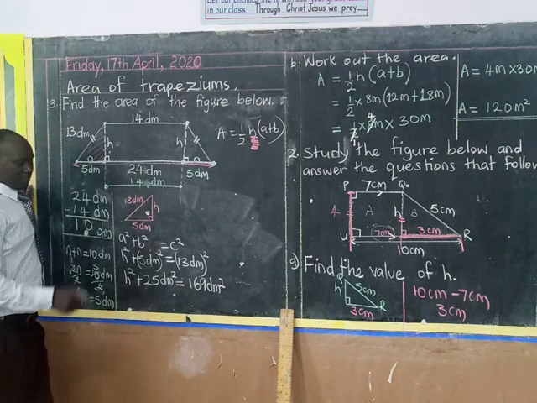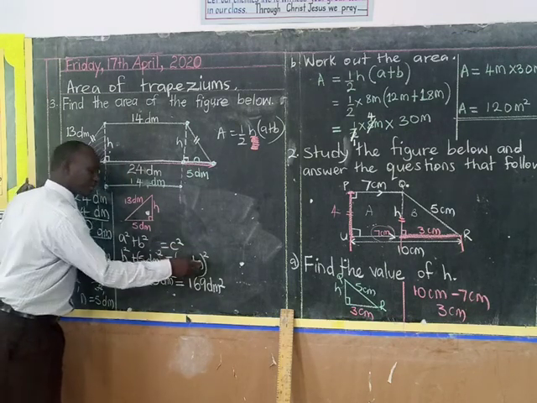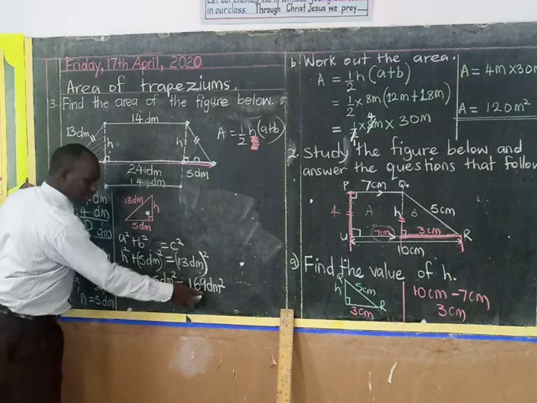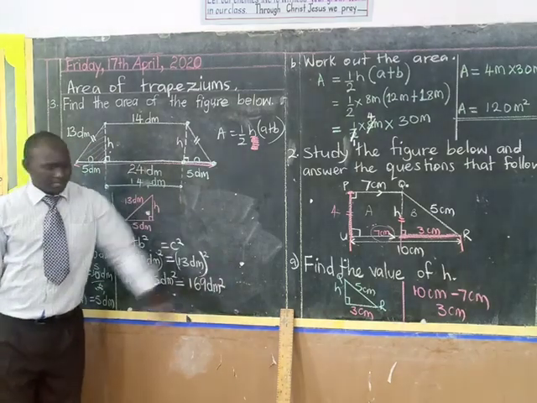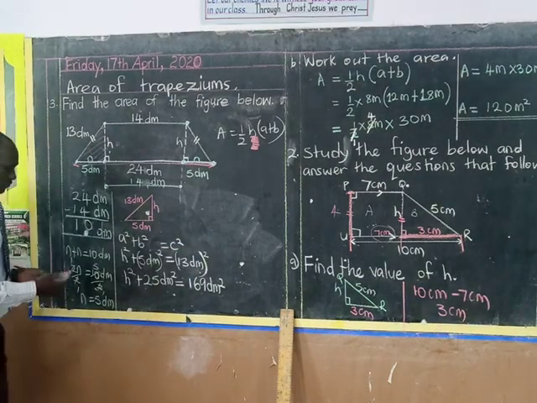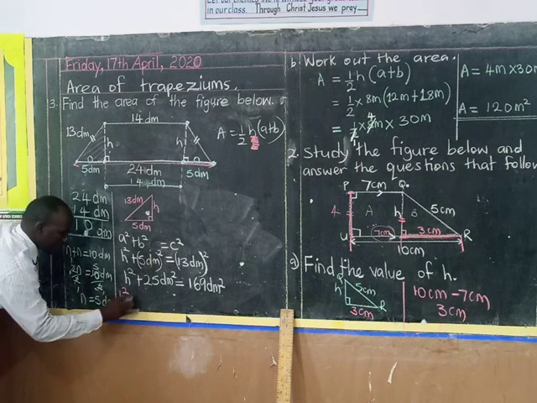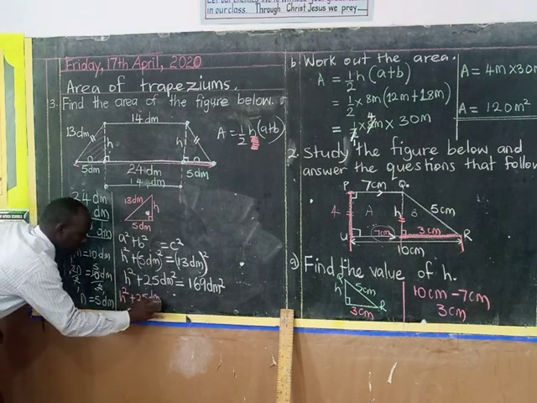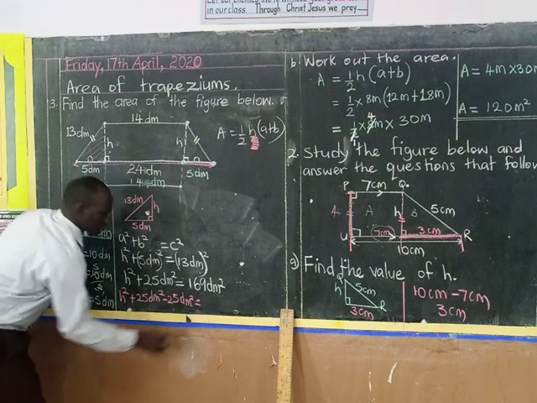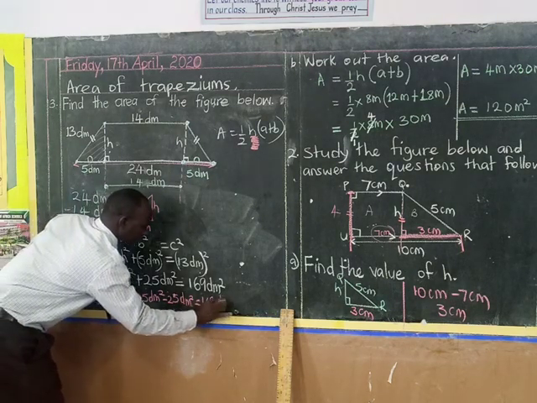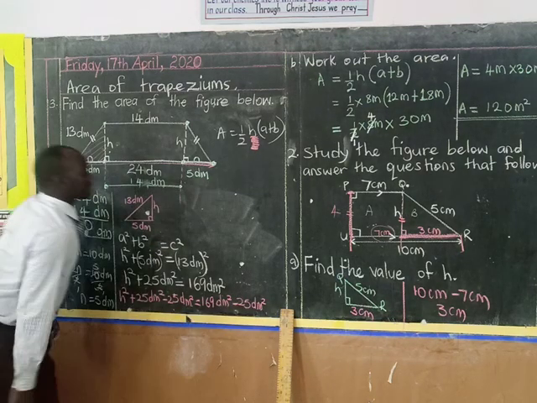Get to know the difference between 13 decimeters squared and 169 square decimeters. I'm saying it's 13 decimeters squared because of this bracket. Then this one I'm reading as 169 square decimeters because the square is for only the unit. But here the square is for both. I'm now pushing up to h squared plus 25 square decimeters minus 25 square decimeters should be equal to 169 square decimeters take away 25 square decimeters.